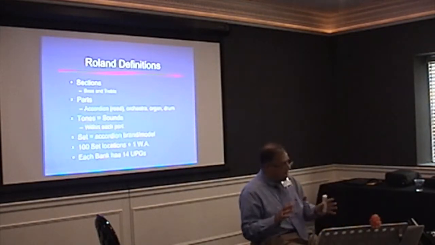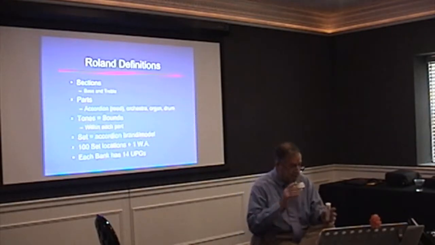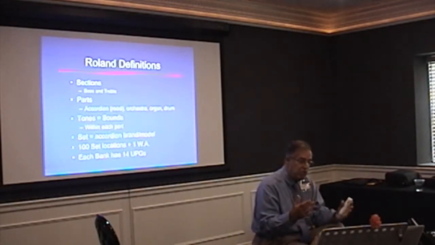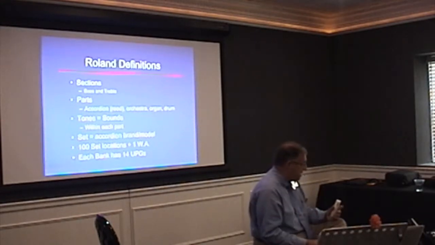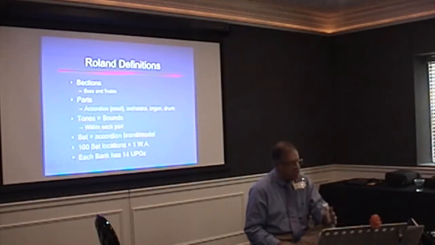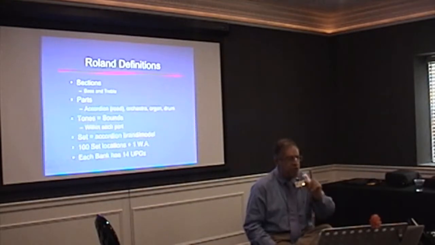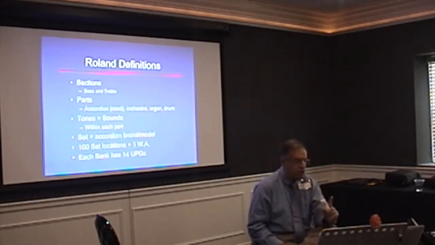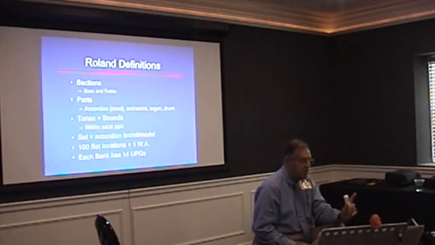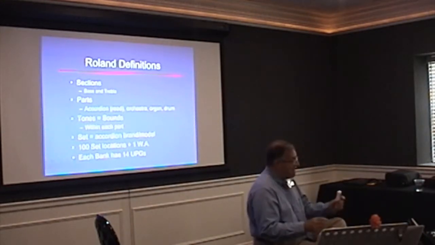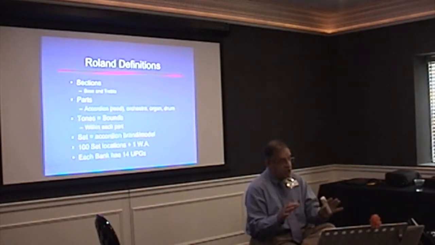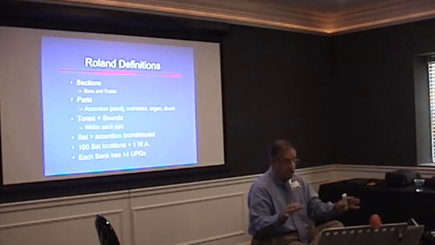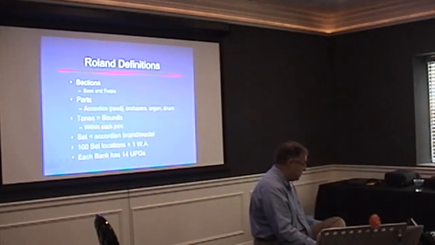Now, the way in which the accordions are set up, and again, we're going to be talking mostly about the 4x and the 8x here, they are set up so that there are 100 set locations plus one other location, which is called the work area. We'll talk about that in a minute. Okay, and then we have user programs, and we'll talk about that, and we have banks. So these are the words that we need to make sure we all understand as to what these are. So let's go a little bit further.